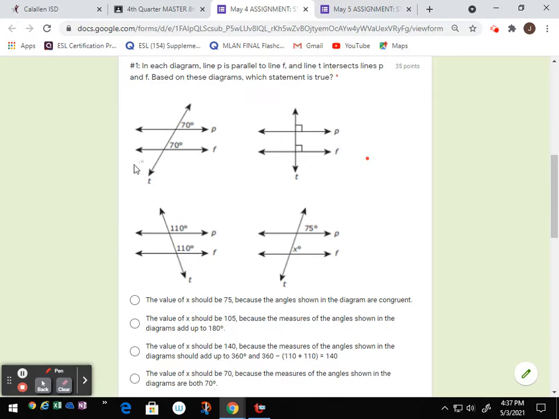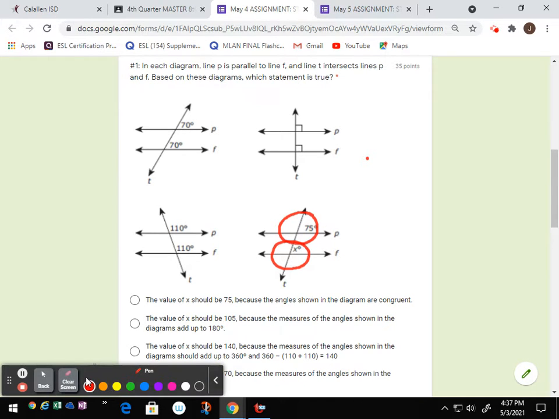Okay, so let's look at answer choice A. A says the value of x should be 75 because the angles shown in the diagram are congruent. So we're talking about angle x right here. That's the only place we have x. When we talk about x, we can just go ahead and draw a circle here. We have 4 angles here, and then we can draw another circle right here. We have another set of 4 angles here.